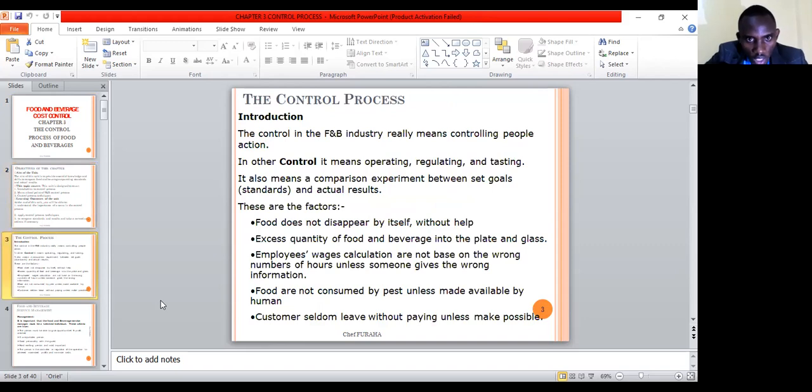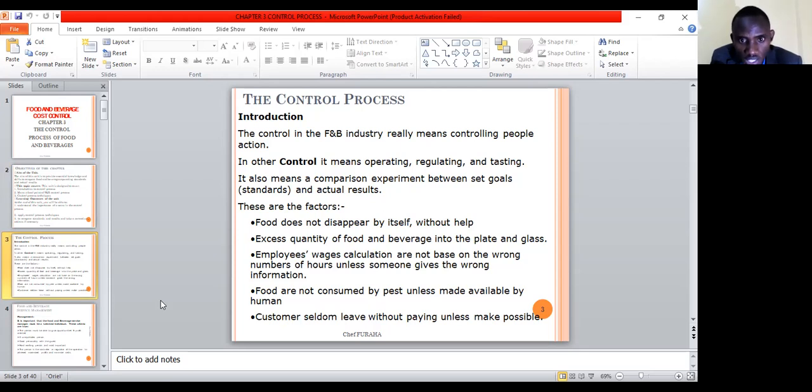Let's go directly to the introduction part of this unit, whereby we say that control means operating, regulating, and testing. So in any F&B department, it is very important to have a control established, cost control established, because food does not disappear by itself without help. So if we get losses, if we get a high cost of food in the hotel or in any food and beverage establishment, it is because it has been done by someone, or something happened that caused the cost to go up.